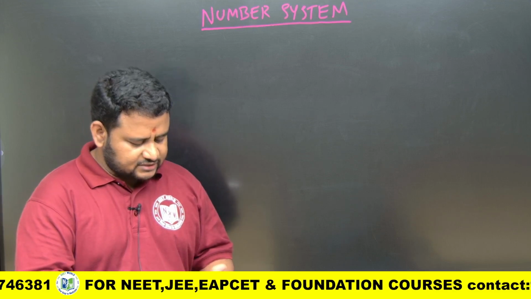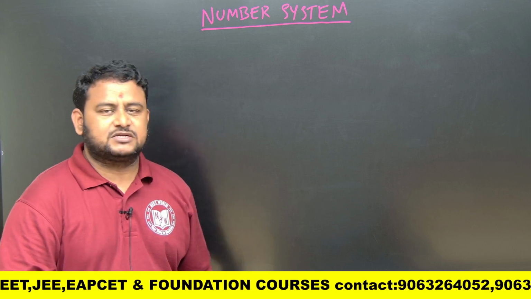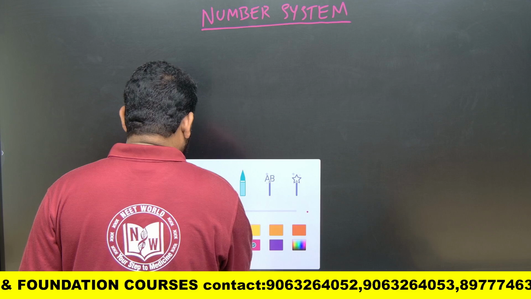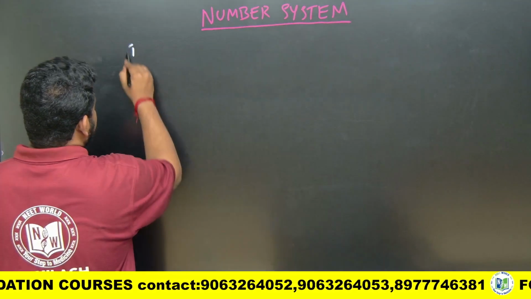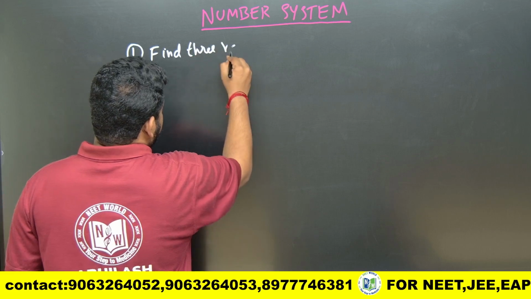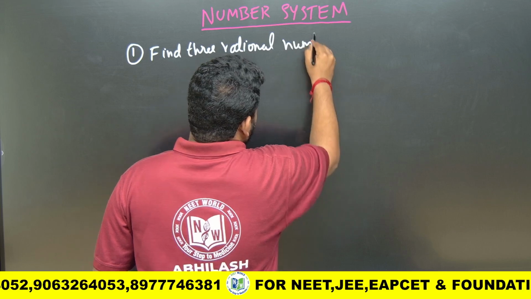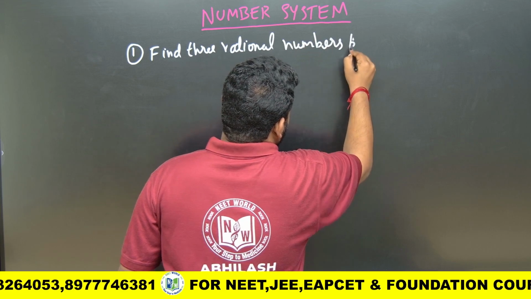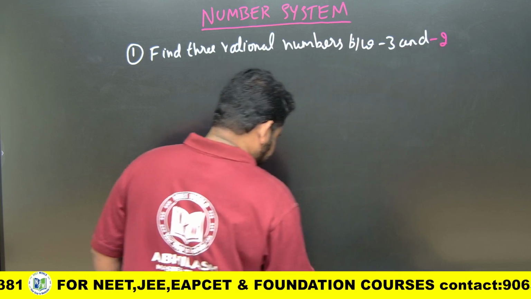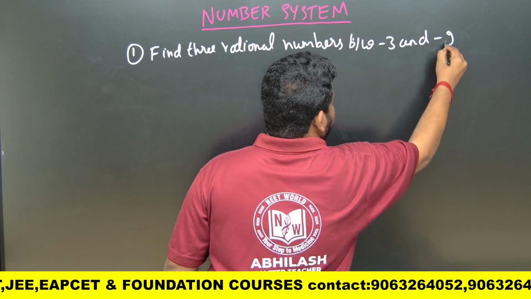I have received a doubt saying, find three rational numbers between -3 and -2. They are asking find three rational numbers between -3 and -2. Let me solve this question first. This is the question that we have got.